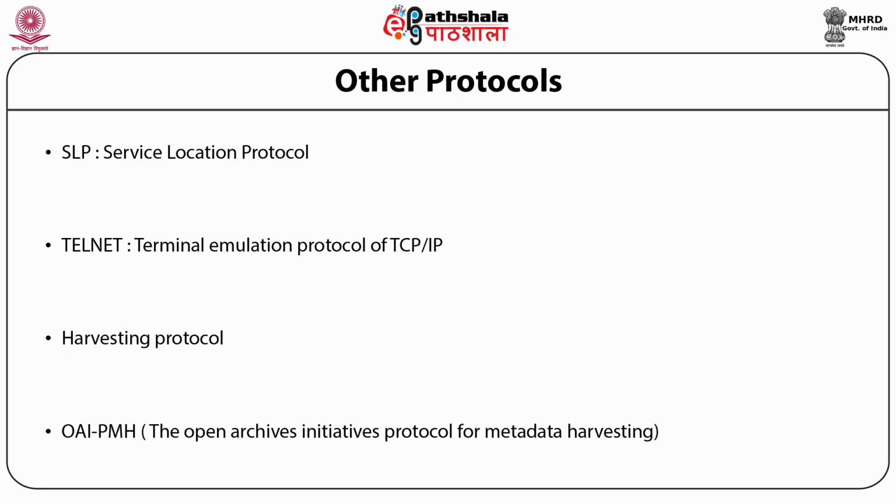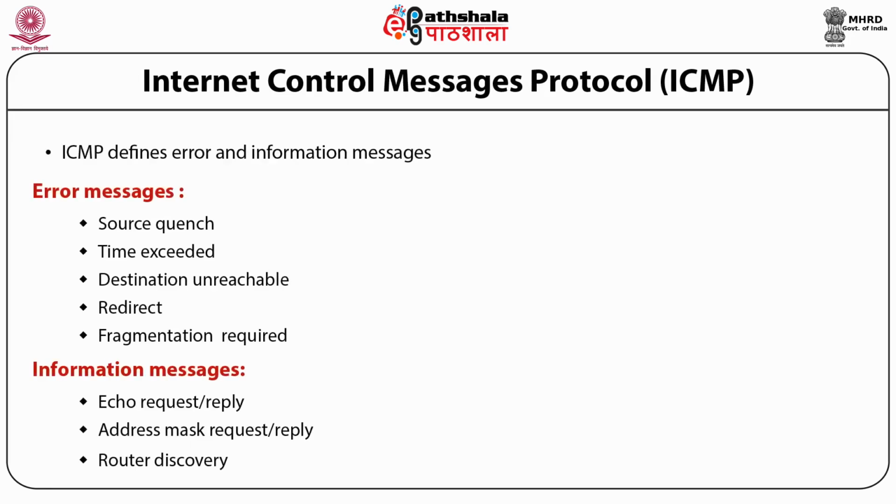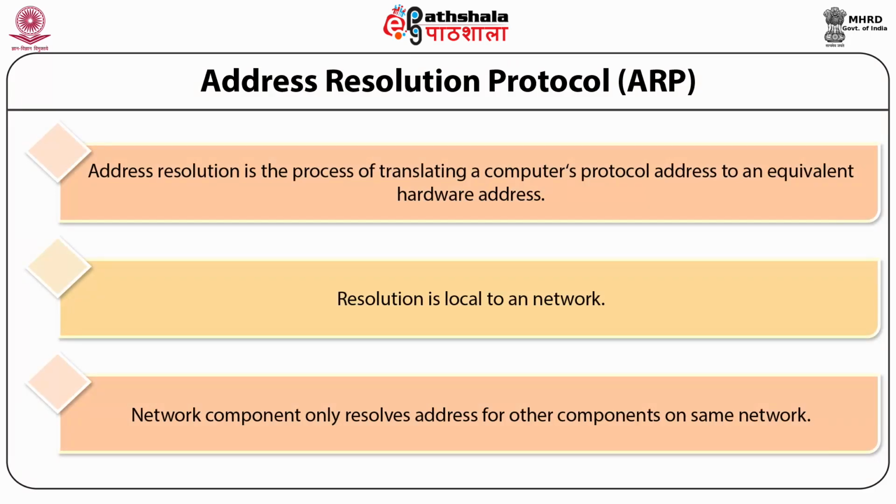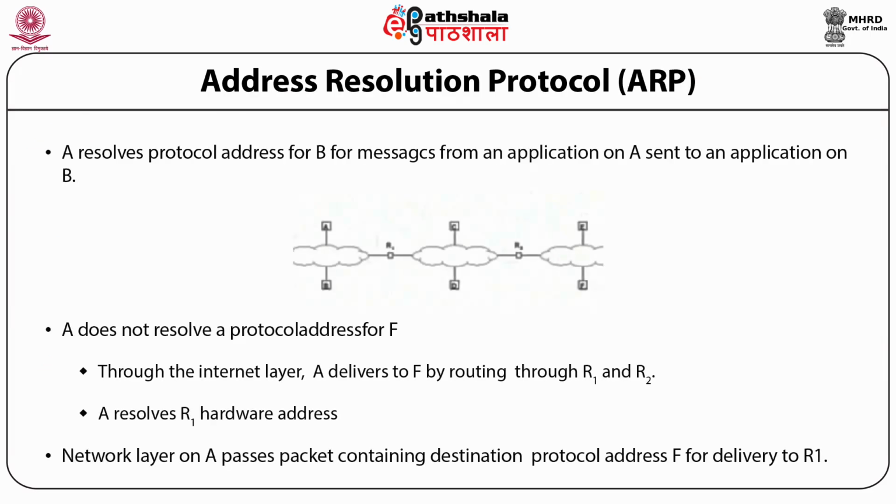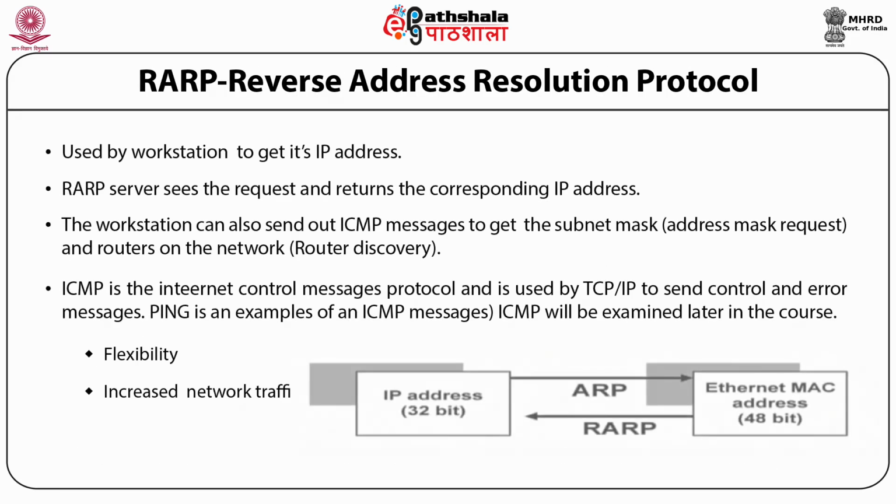I do not have much time to discuss more about every protocol, but you can see the protocol names. Internet Control Message Protocol displays error messages and information messages as I listed out. And Address Resolution Protocol generally resolves the IP address to the MAC address. When two machines are connected, how it is done, you can see from this slide. Then Reverse Address Resolution: ARP is IP address to MAC address, and RARP is MAC to IP.